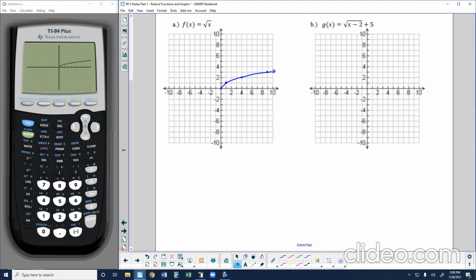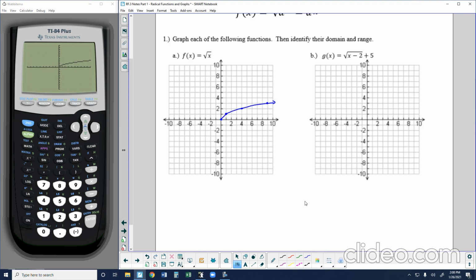The question also said we wanted to list domain and range. So remember, the domain are the x values of a function. The domain of this function would be any x value starting at 0 and including 0 going to the right forever. So the domain would be x is greater than or equal to 0.